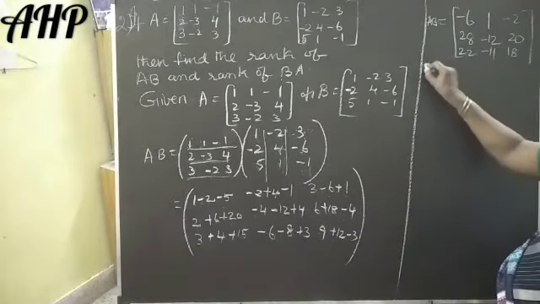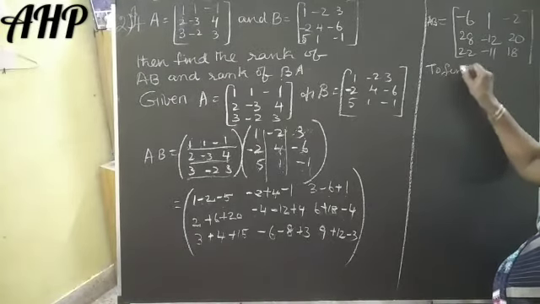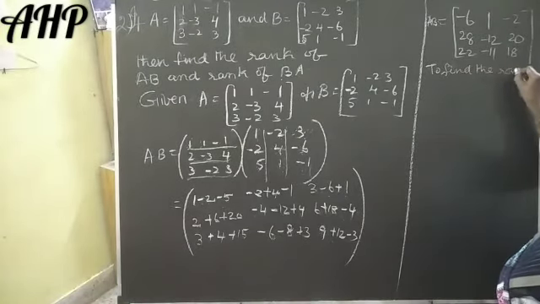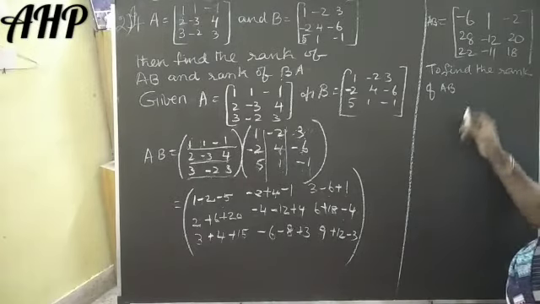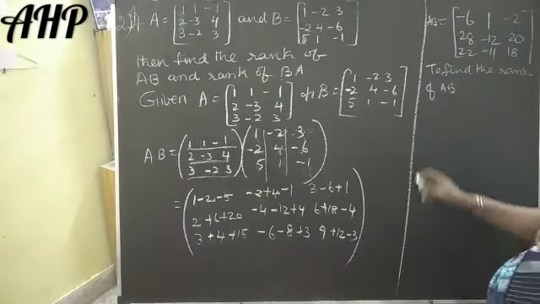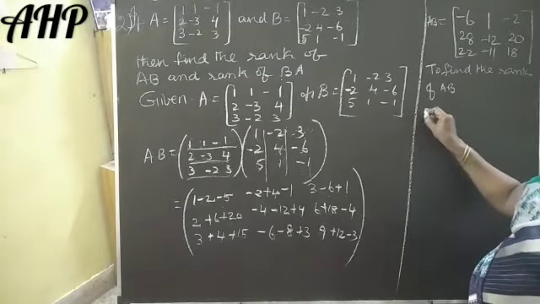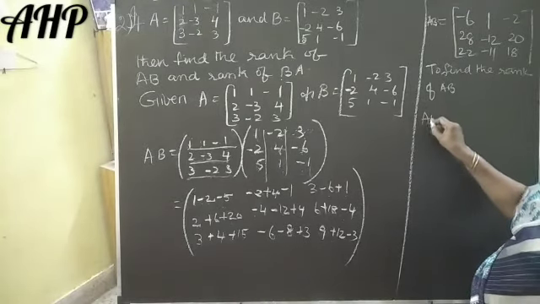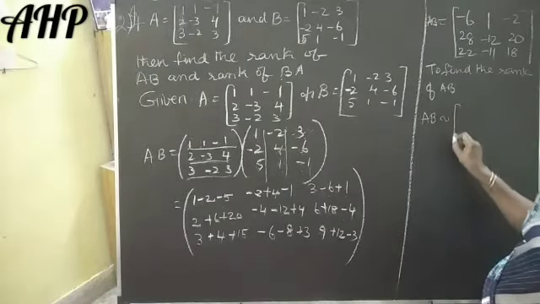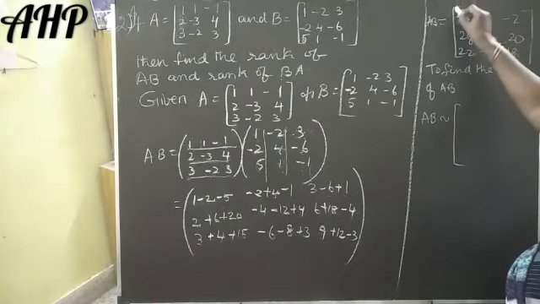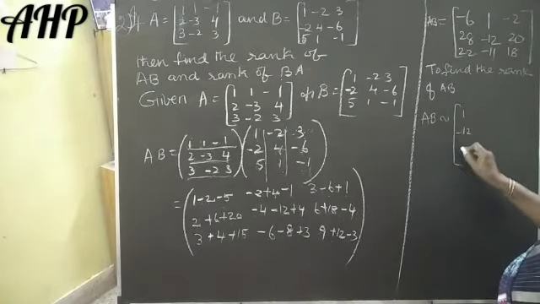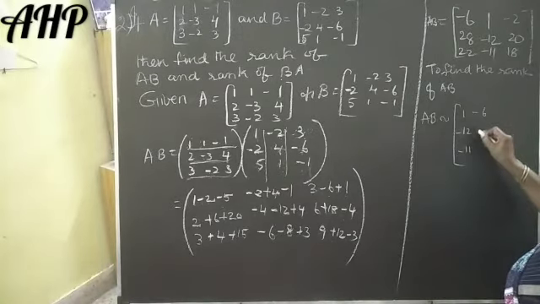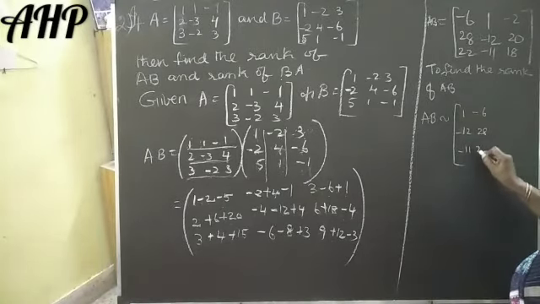So to find the rank of AB, we need to write this matrix in echelon form. So to write it in echelon form, AB matrix is equivalent to, we can change the second column to the first: minus 12, minus 11, minus 6, 28, 22, minus 2, 20, 18.